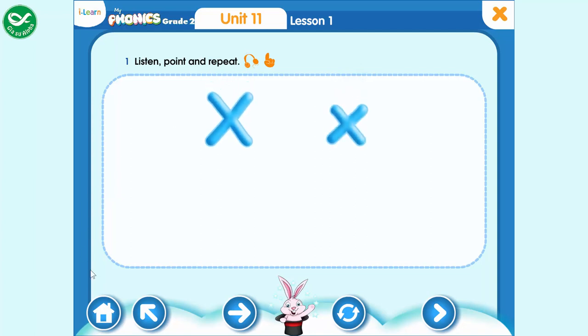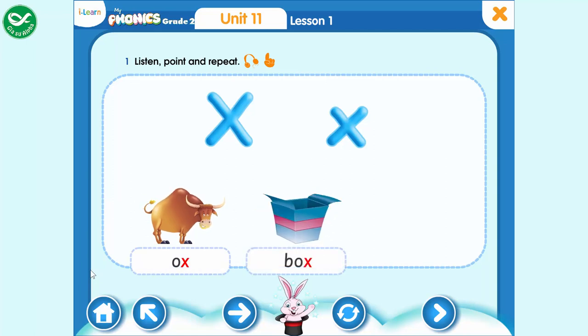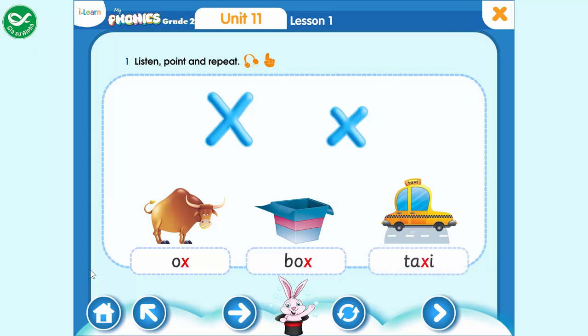This is the letter X. The letter X makes the X sound. Ox. Box. Taxi. Ox. Box. Taxi. Ox. Box. Taxi.